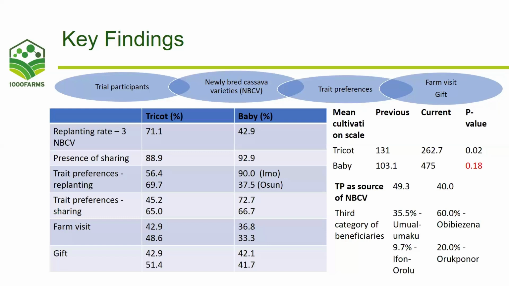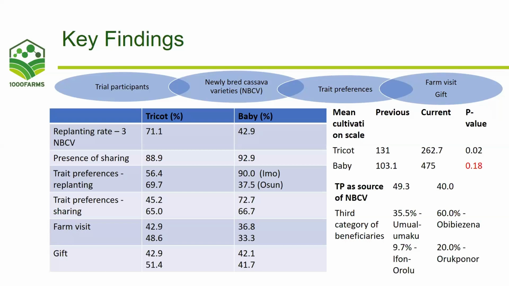And what is driving the spread of these cassava varieties is trait preferences. Farmers acknowledge that they like the trait preferences, and the medium through which these cassava varieties are spreading is farm visits and gifting. So the majority of them gave these cassava varieties freely. It's also noted that, in terms of the rate at which these varieties are being replanted among trial participants, the majority of them replanted 3 varieties, like for the tricot, and the MBT had 5 varieties. So most of them replanted 3 of these cassava varieties.